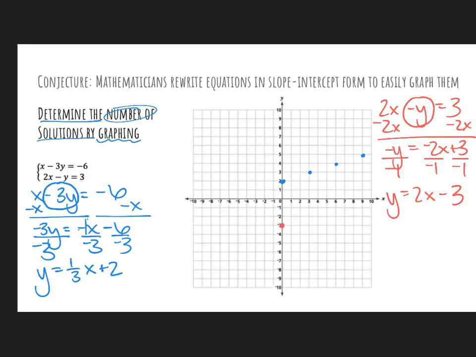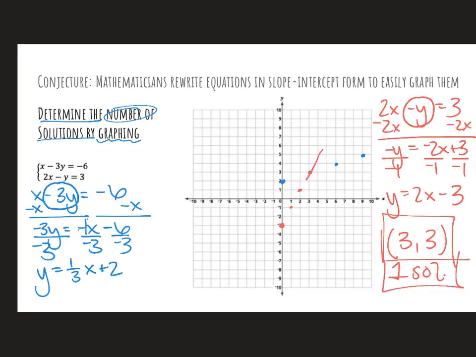Then we go up 2 over 1, up 2 over 1, up 2. I go all the way until I see them intersect. So that is the point. What point is that? 3, 3. Oh, but they said how many solutions, right? So this is also in the box.